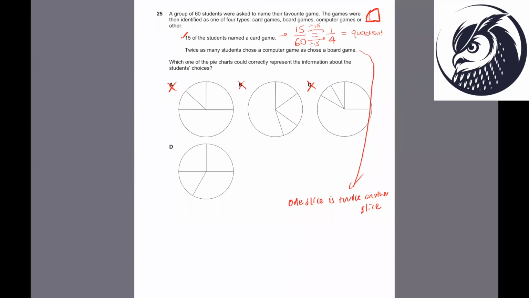And that kind of leaves us with option D, and let's have a look. Option D, you notice that there's this smaller slice here, right? And this one here is exactly twice that size. If I draw a line in the middle here, you can see that this one is twice as large as that one. So you have satisfied this condition with option D, and that therefore has to be our answer.